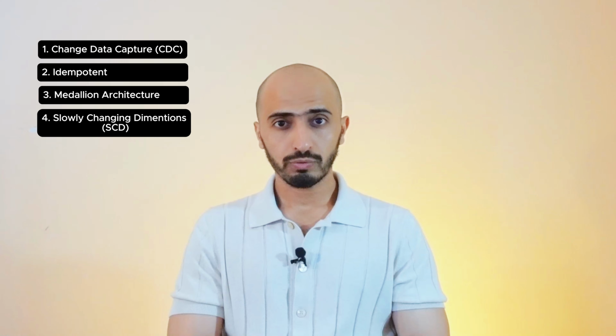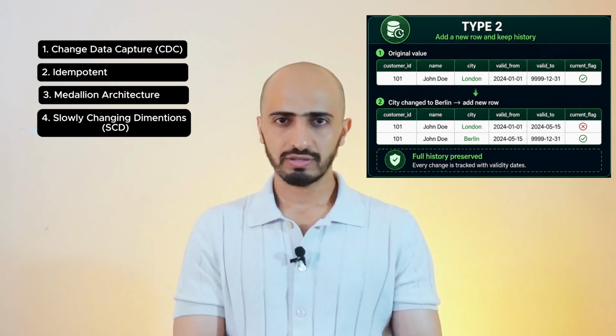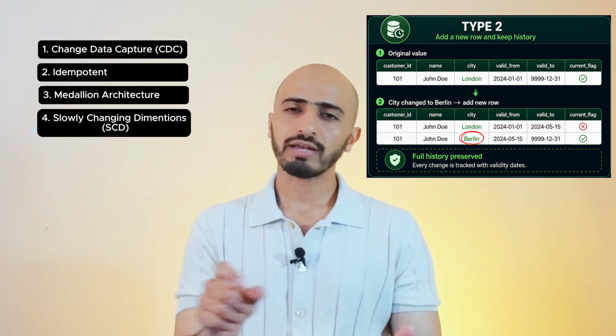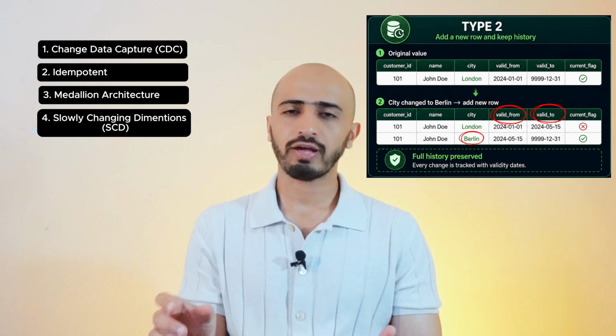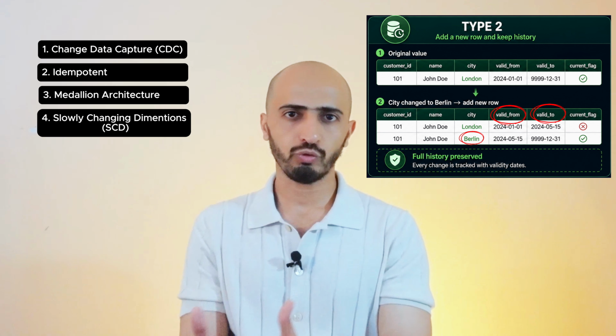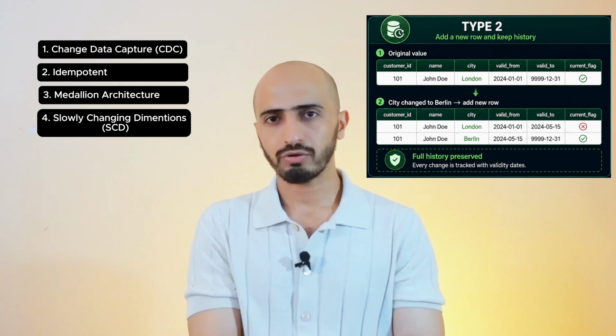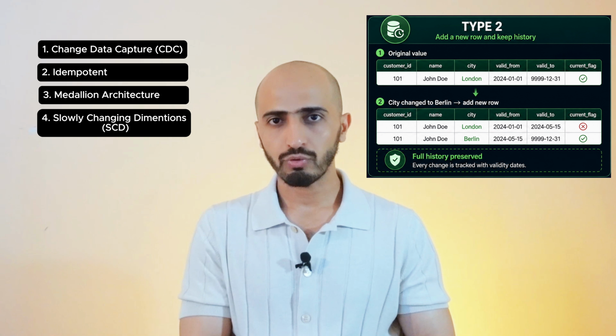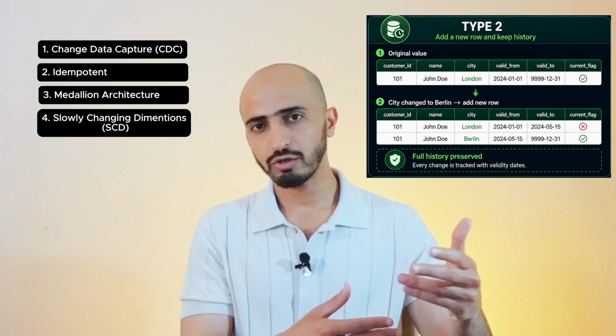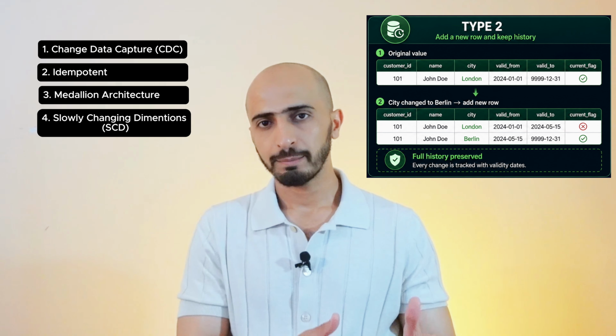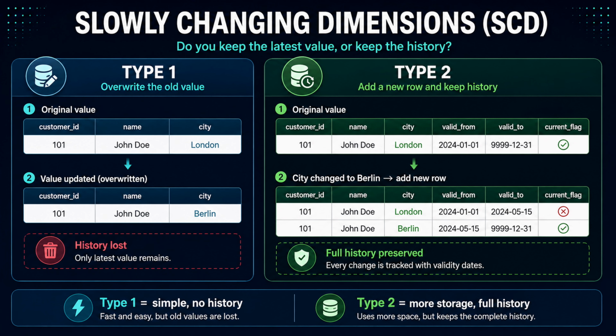Now type 2, you add a new row with the new city. And you add dates to it, valid from, valid to, you add these dates. This customer was living in London during this period, right? And for the next one, now you have full history, right? Because the new record will have Berlin, right? That's the new location.